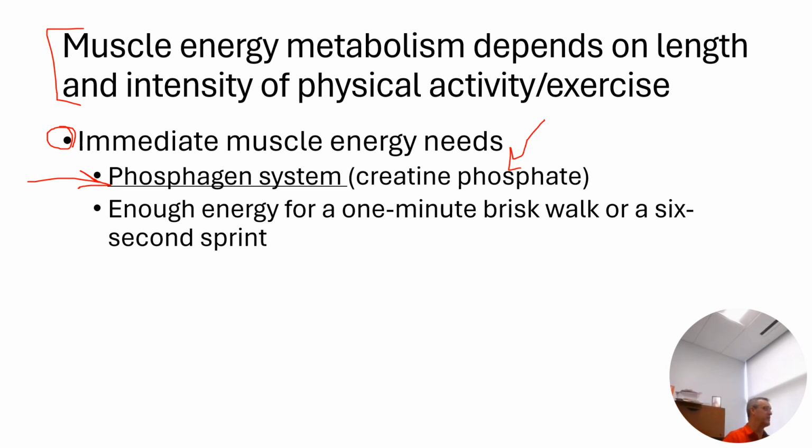We'll talk about the speed of this in just a few minutes here. Well, the phosphagen system, depending on the speed at which you go out, if you're going to go all out, you've got enough for about 6 seconds, so a 6-second sprint. If you're not going all out, you're on a really brisk walk, that's about a 1-minute brisk walk. The phosphagen system won't do any more than that.